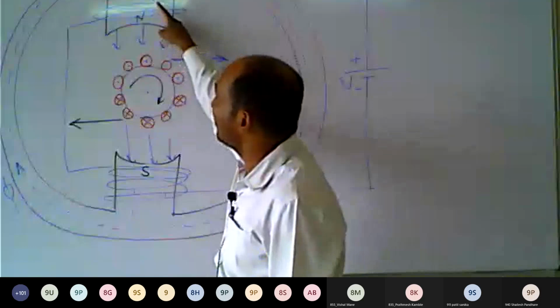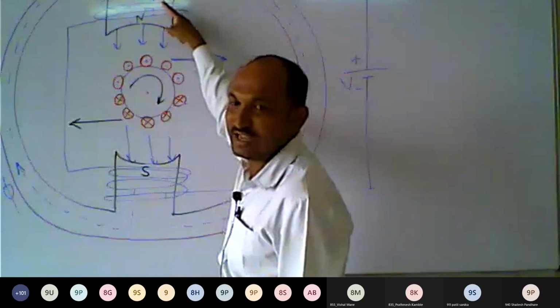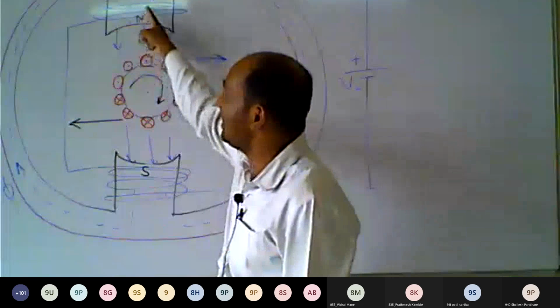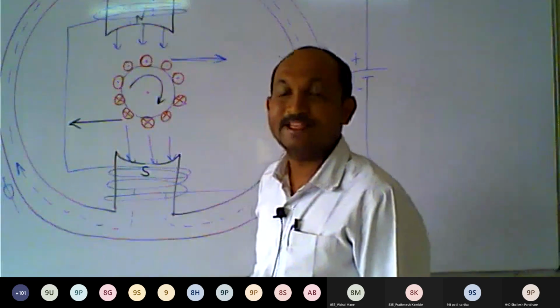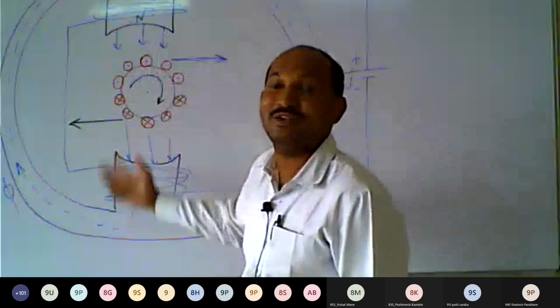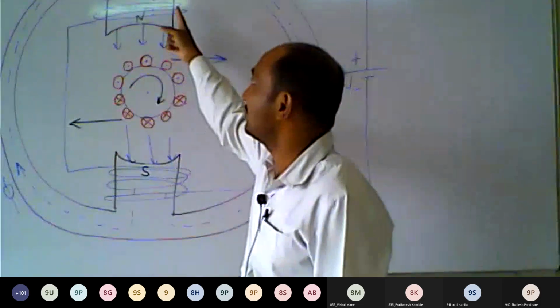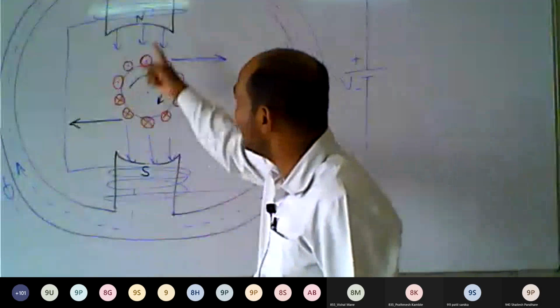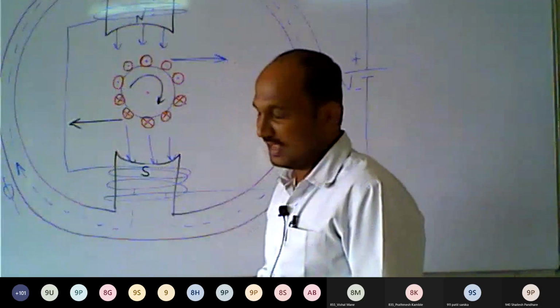Due to this winding, a magnetic field will be created. So this winding is called the field winding, because due to that winding, a magnetic field will be created. So due to the field winding current, magnetic flux will be created. So this winding is called a field winding.